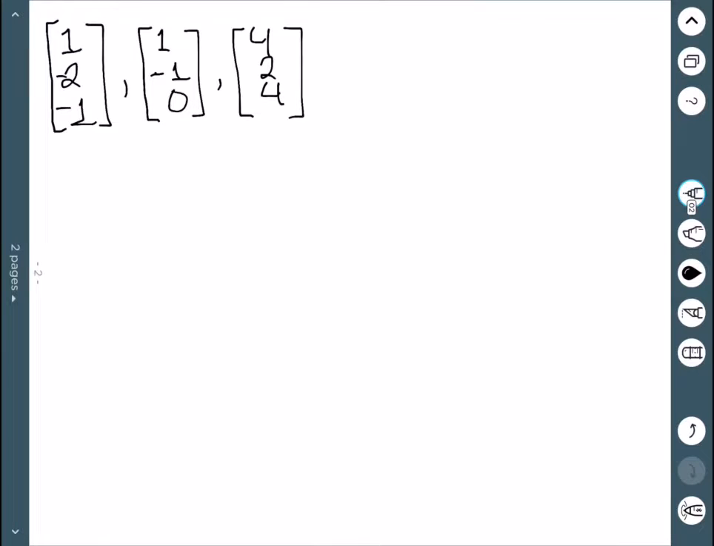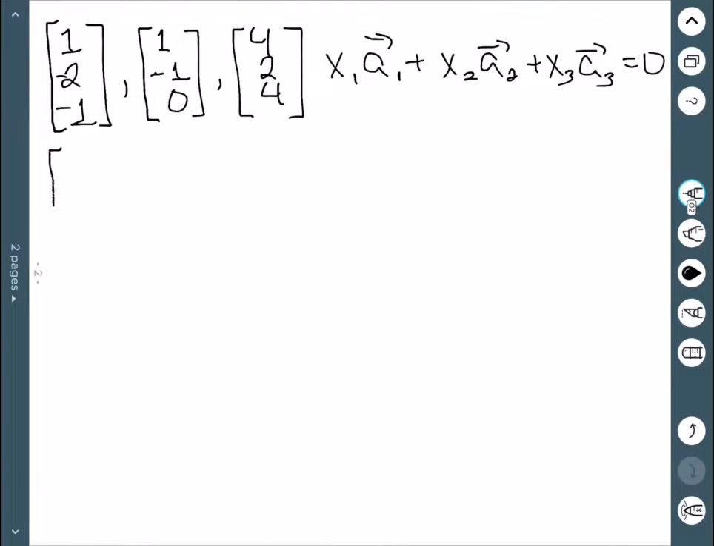Let's consider these three vectors. I want to know if they're linearly independent or linearly dependent. Therefore, I'm going to look at this equation, x1a1 plus x2a2 plus x3a3 equal to 0, and try to figure out how many solutions it has. And the a's here are these three vectors. Therefore, we want to set this up and solve. 1, -2, -1. 1, -1, 0. 4, 2, 4. And since this is homogeneous, we leave off the augmented column.